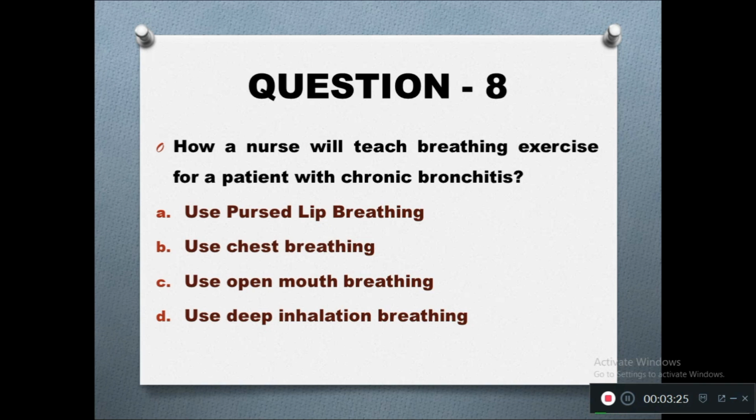Question number 8. How will a nurse teach breathing exercise for a patient with chronic bronchitis? By using pursed lip breathing, chest breathing, open mouth breathing, or deep inhalation breathing. So for a chronic bronchitis patient, we should teach the patient to use pursed lip breathing. The exercise must be taught to the patient.